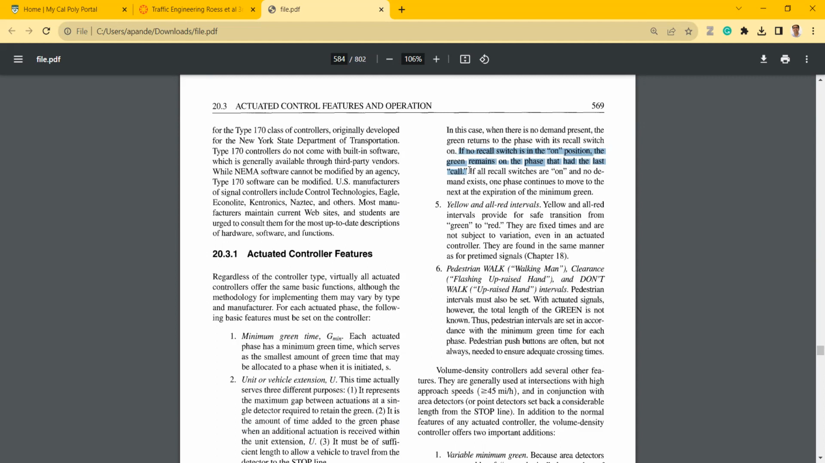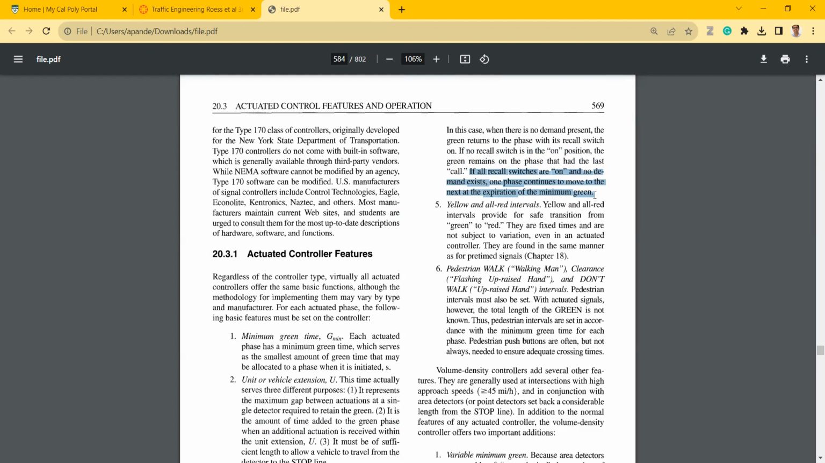And then if all recall switches are on and no demand exists, one phase continues to move to the next at the expiration of the minimum green. So again, you cycle. You typically don't want to do this. You don't leave all the recall switches on, because then you're defeating the purpose of the actuation, right? So you just want to leave at least one of those approaches green.